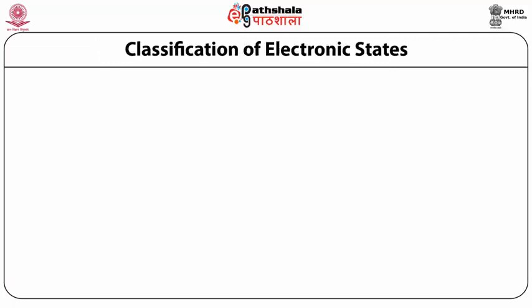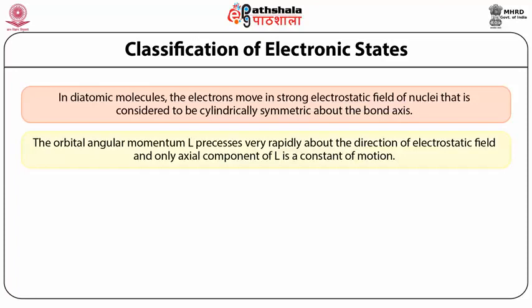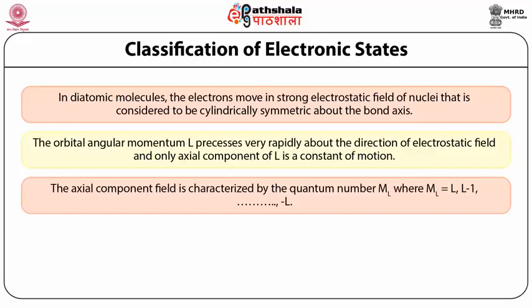Classification of electronic states. In diatomic molecules, the electrons move in a strong electrostatic field of the nuclei that is considered to be cylindrically symmetric about the bond axis. The orbital angular momentum L precesses very rapidly about the direction of the electrostatic field, and only the axial component of L is a constant of motion. The axial component is characterized by the quantum number ml, where ml is equal to L, L minus 1, and so on to minus L.